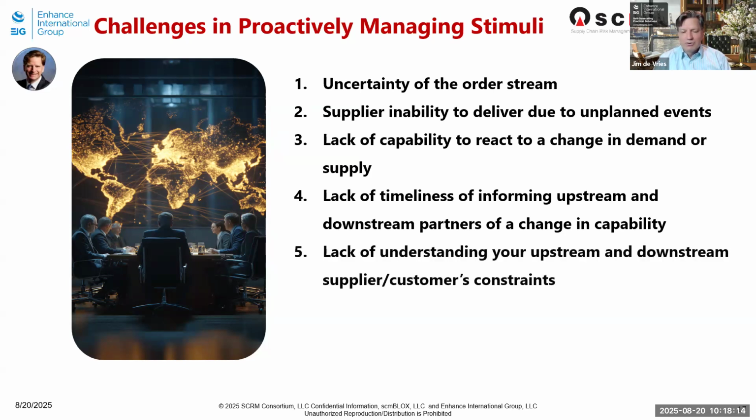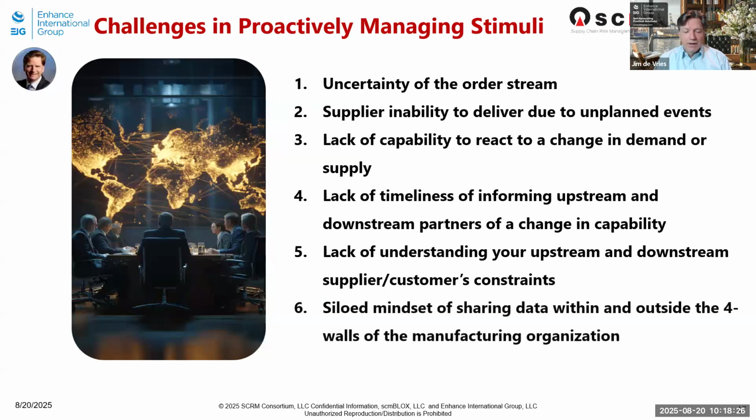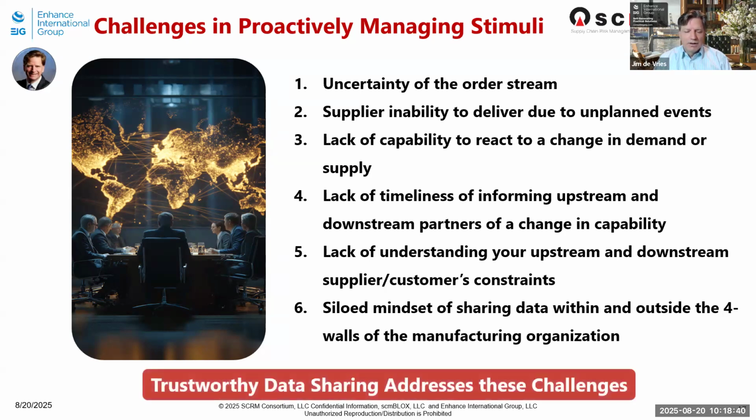Lack of understanding of your upstream and downstream suppliers' constraints. You're assuming you know what your supplier's or customer's constraints are, so you're making decisions for them that create a backlash on you. A siloed mindset. Even within your own four walls, not sharing information within your own company so that it can be shared with the people outside your company is causing problems. These are all things that we received. Probably you've all heard these things over the years if you work in supply chain, but these were common threads that we received out of our work so far.